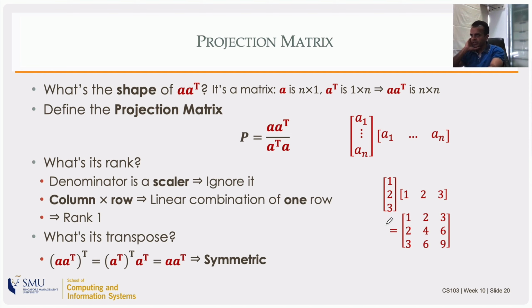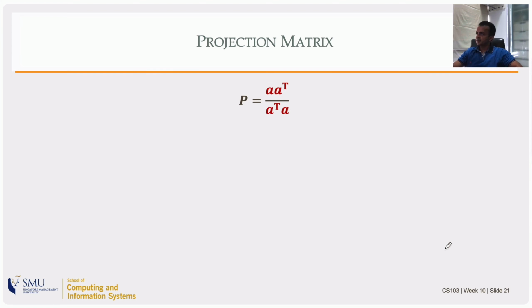And if I actually do Gaussian elimination on this one, I'll take twice the first row, subtract from the second one to get all zeros. 3 times the first row, subtract from the third row to get all zeros. So 2 zero rows, only one row with a pivot. So rank is 1. Also, if I transpose the whole thing, I get A A transpose again. It's symmetric. You can actually see it here. So 2 and 2 here, 3 and 3 here, 6 and 6. So it's symmetric. It has to be. So some properties of the projection matrix: symmetric and rank 1. So that is my projection matrix again.